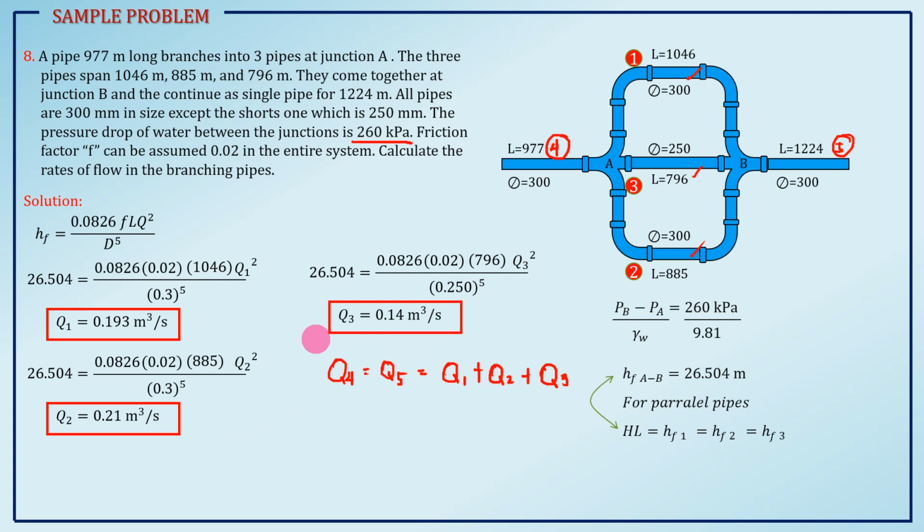So, let's solve. We have 0.193 plus 0.21 plus 0.14. So, we have a total flow of 0.543. If you are asked to find the inflow and outflow, there it is. So, let's call it QT, Q total.